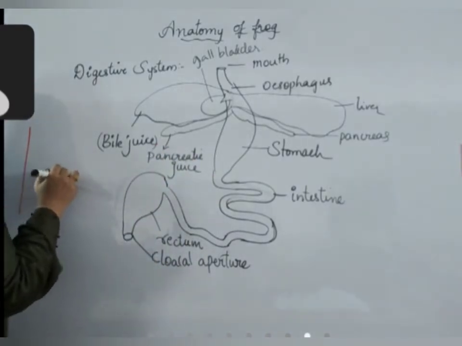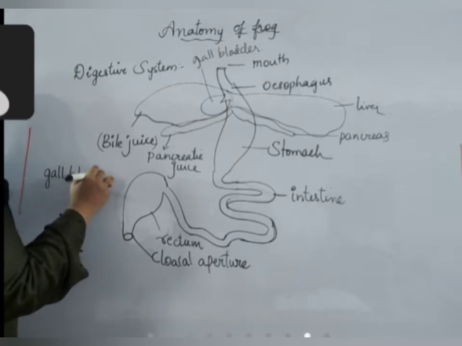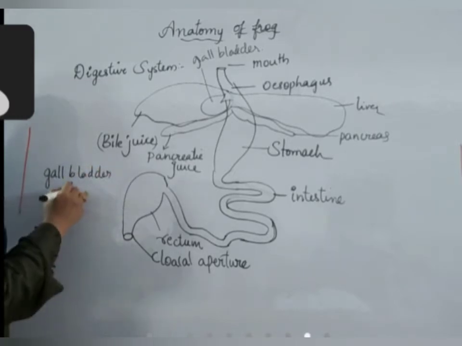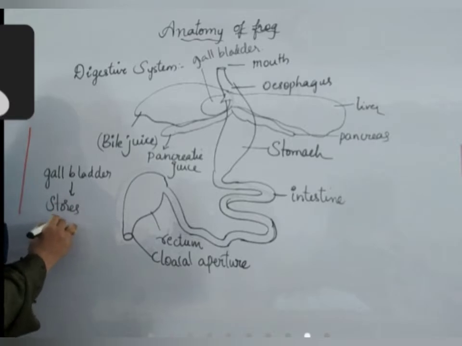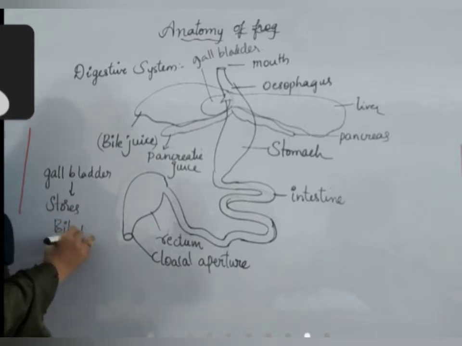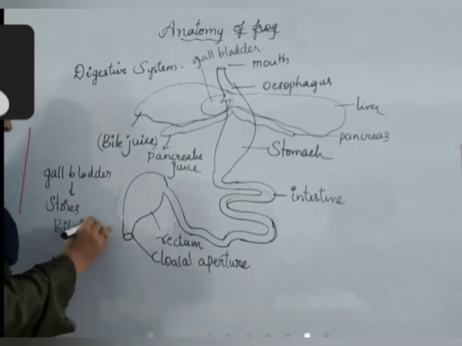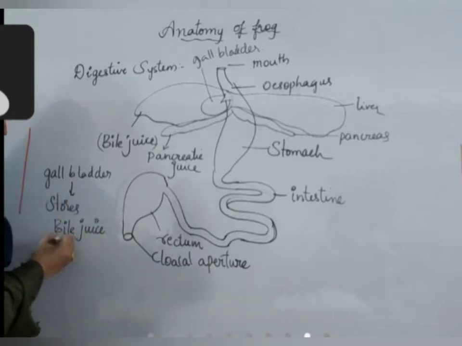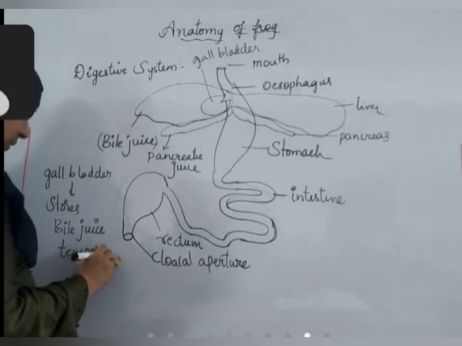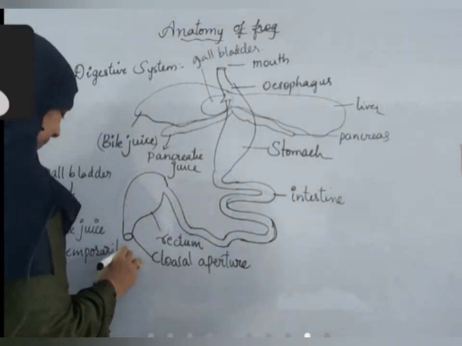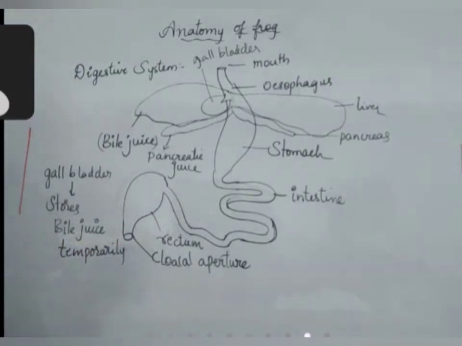Gallbladder stores bile juice temporarily. Once the liver produces bile juice, it is stored temporarily in the gallbladder. Afterwards, it is released into the intestine.